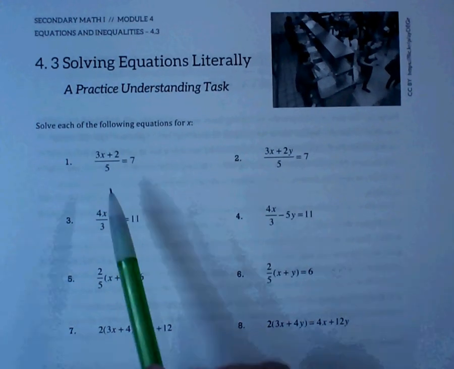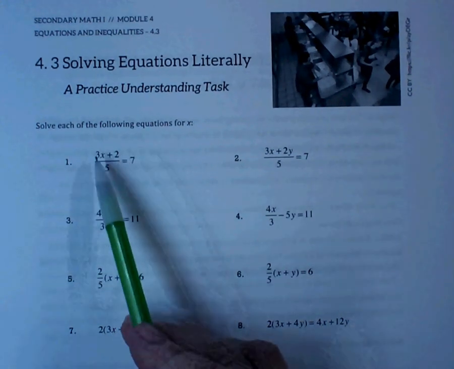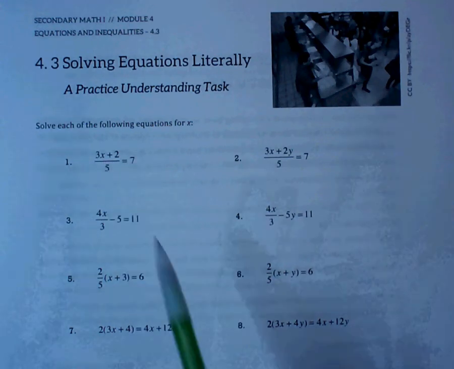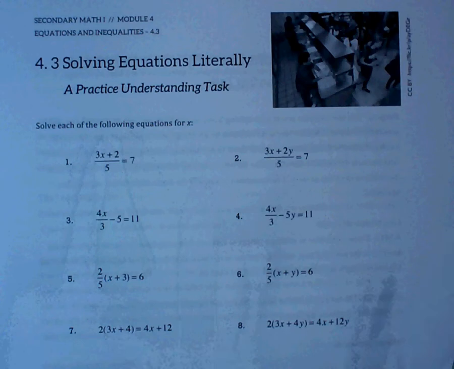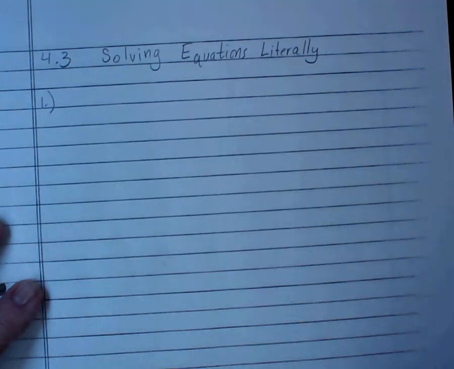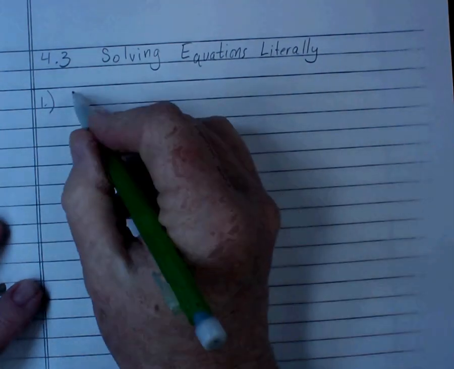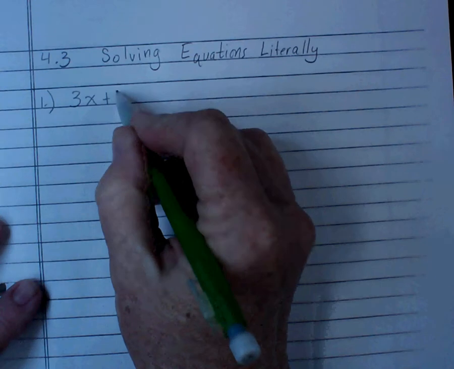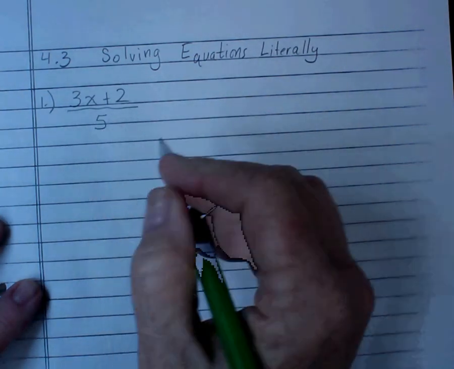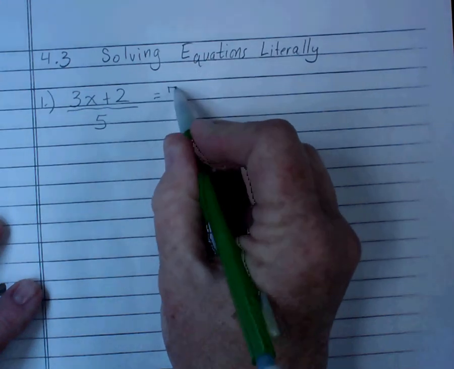So we're just going to go through the steps and see what is the answer as we solve the equations for x. All right, so number 1. What I see there is 3x plus 2 all over 5 equals 7.